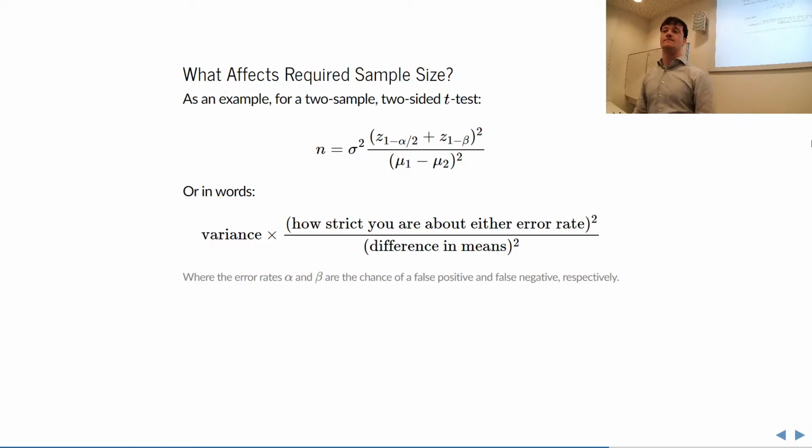Franz? Yes. How are you supposed to know beforehand what the variance or the difference in means is? Great question, because you can't. That's why you're doing a study, right? To find out. But you can make a guess, or you can look in the literature. What did other people find for these values? Those are still estimates, but you can do that.